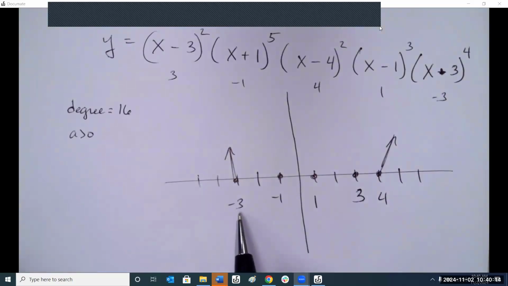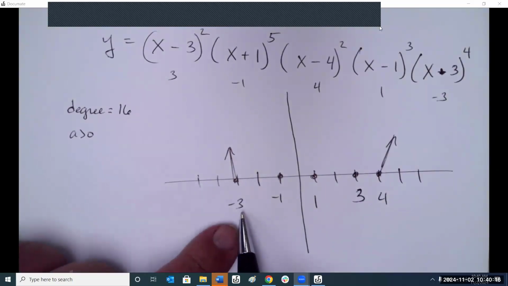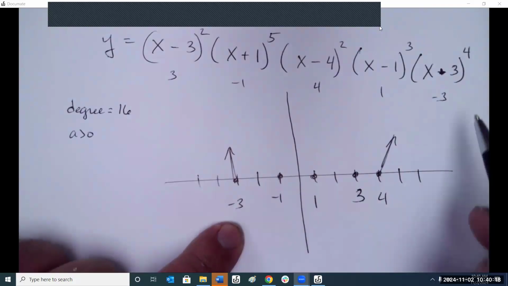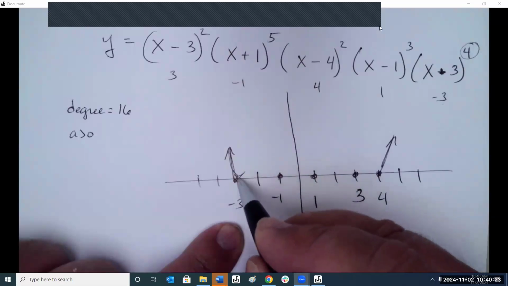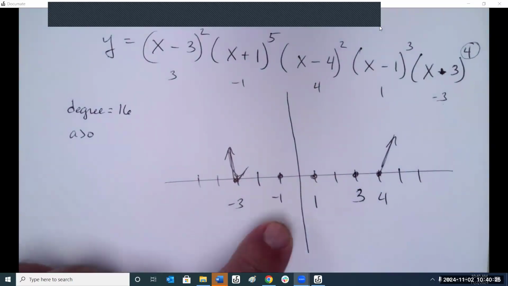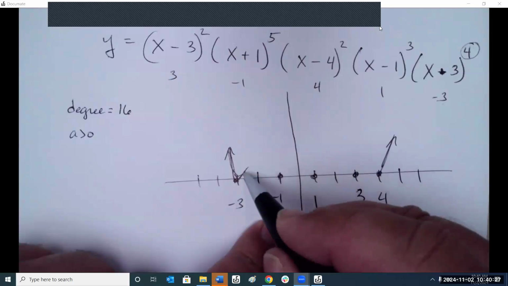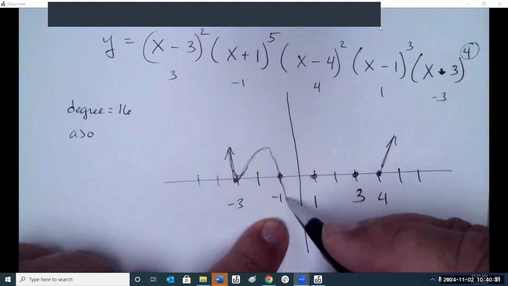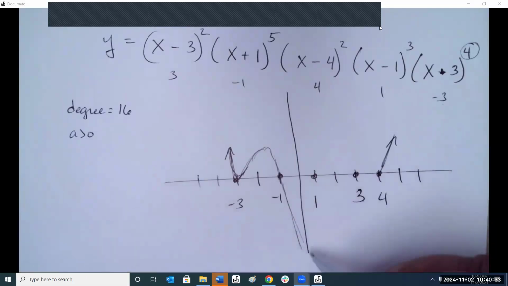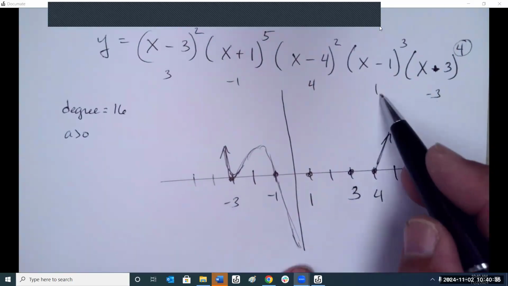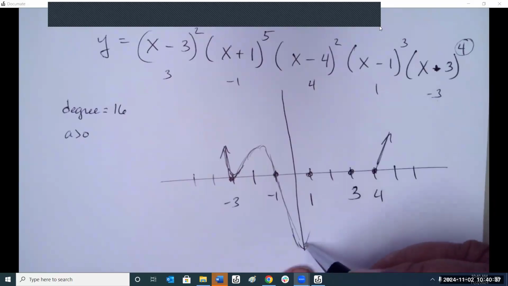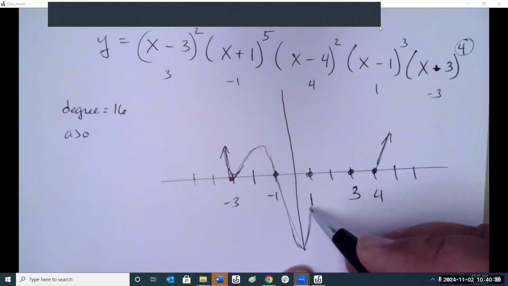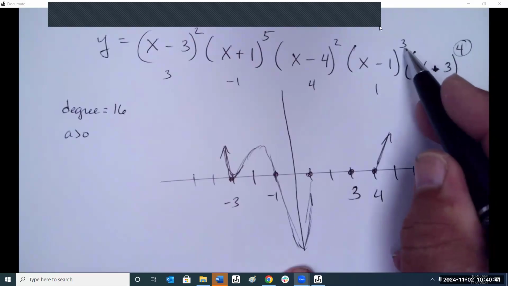At -3, what happens? Down. Yeah, -3, since it's an even exponent, it bounces. What happens at -1? Then at +1, it crosses because it's an odd exponent.